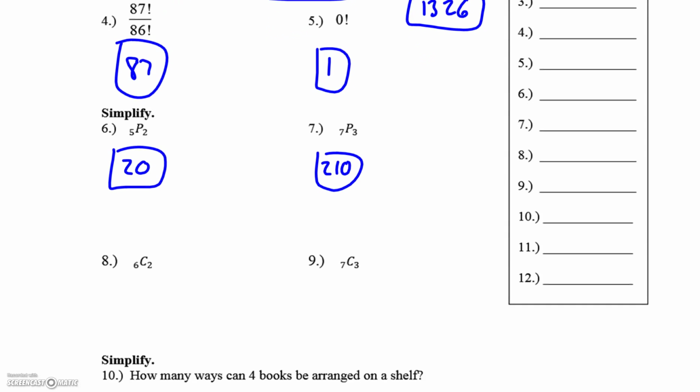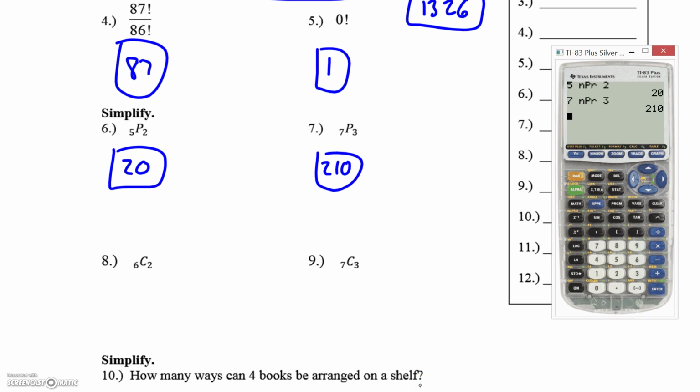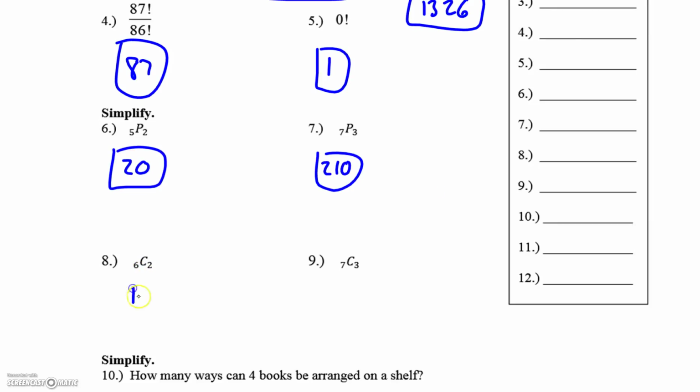For numbers 8 and 9, it's almost the exact same thing. I'm going to use the calculator again, but this time I need the combination button. So I start off the same way. I still hit the 6, and then I go to math, over to probability, down to the combination this time, and then I punch in the 2. Okay, so it's the combination of 6 to choose 2, which gives me a 15. And again, that's one that's easy enough that you could do in your head if you remember the formula.